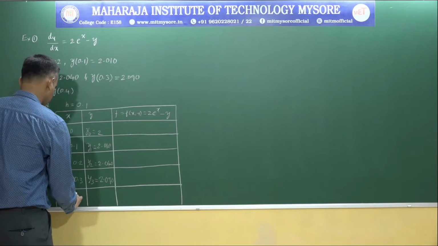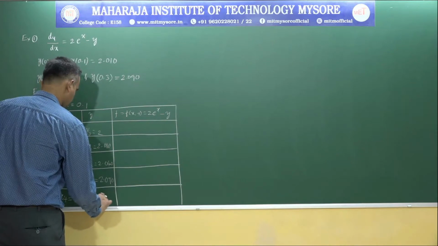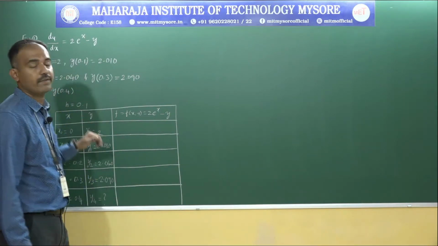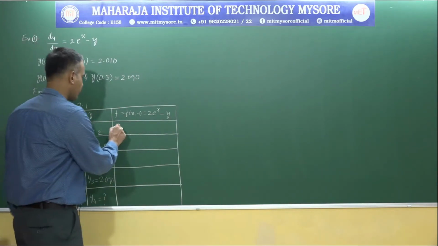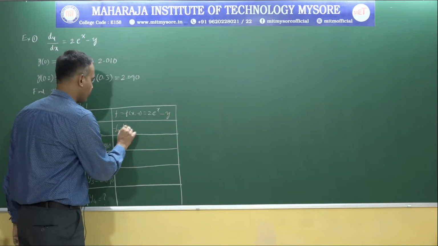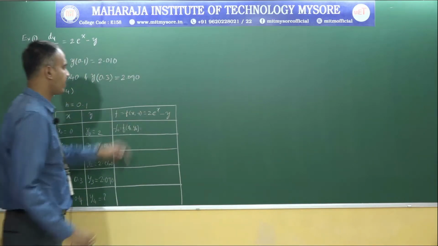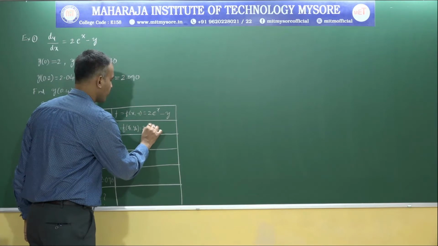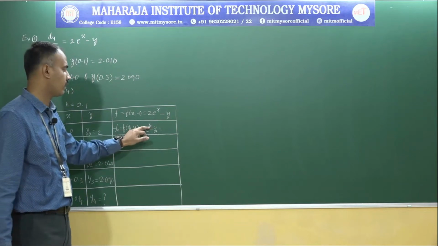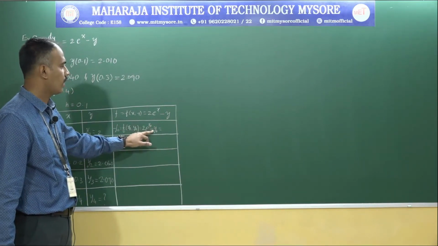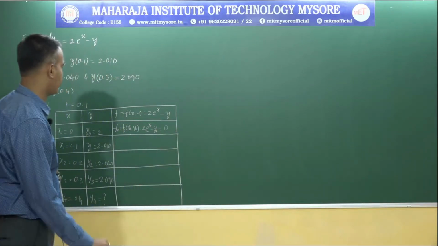Now we estimate at the particular point x4 = 0.4, the y4 value, with the help of the Adams-Bashforth fourth method. Now f0 is f of x0, y0. The function available is 2e^x0 - y0. x0 is 0, so e^0 is 1, 2 into 1, and the corresponding y0 value is 2. So f0 is 0.